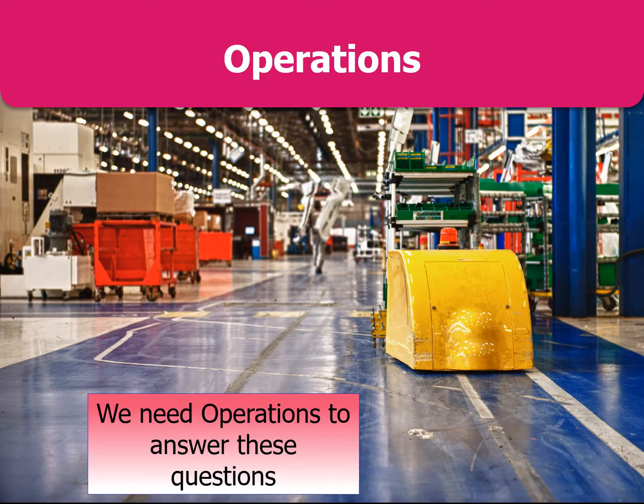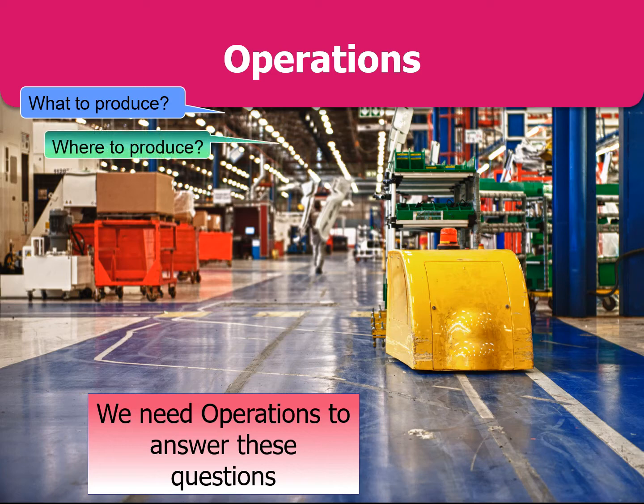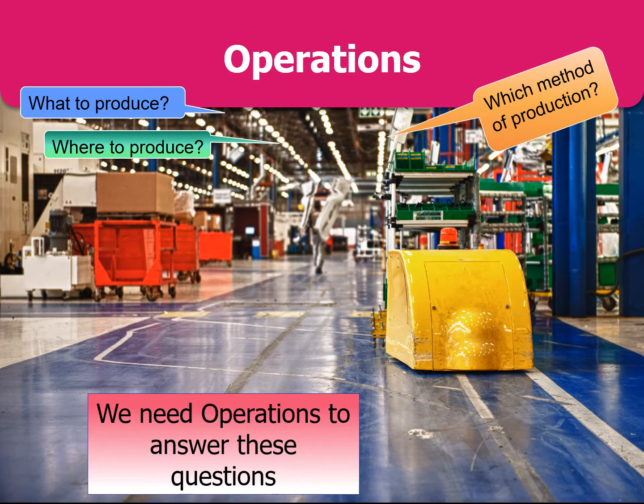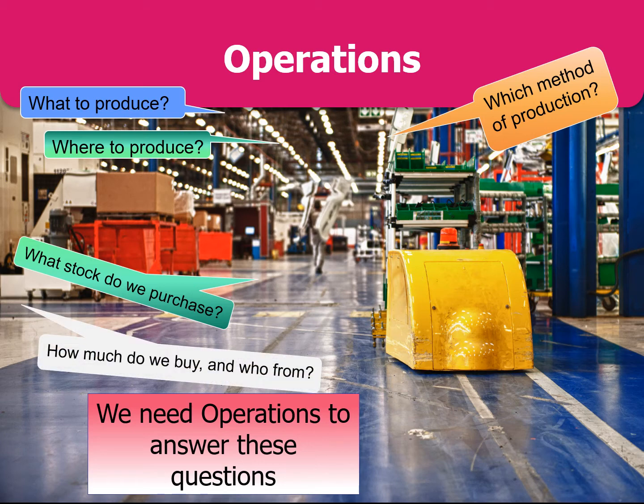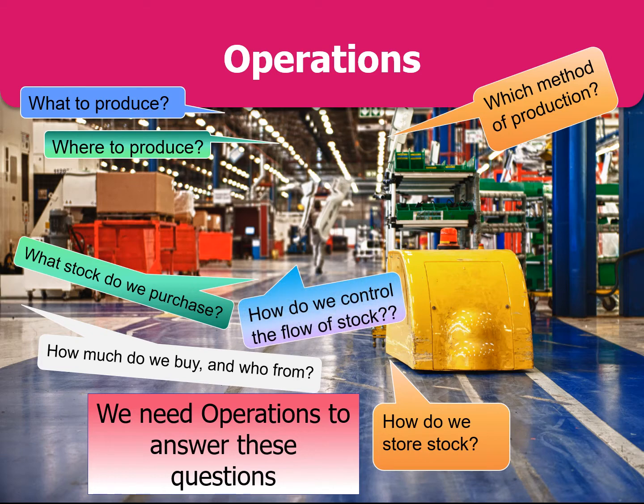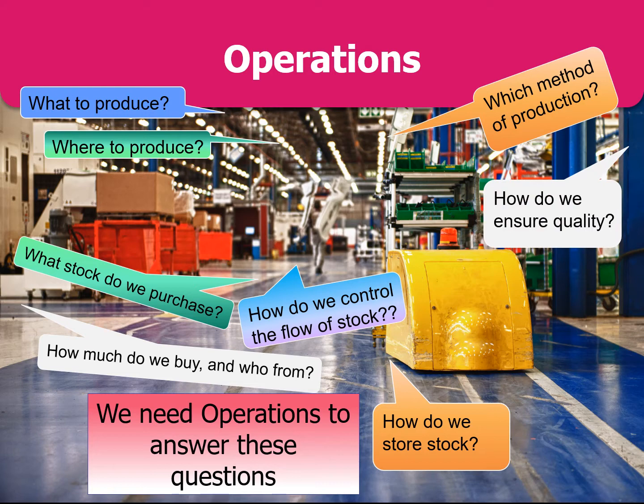So what does an operations department do? What do we need our operations department to answer for us? They need to decide what to produce, where to produce it, which method of production we should use, what stock do we need to purchase, how much do we buy and who from, how do we store stock, how do we control the flow of stock, and how do we ensure quality within our operations.